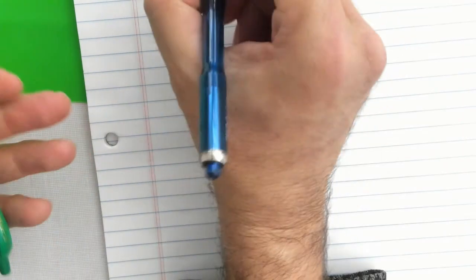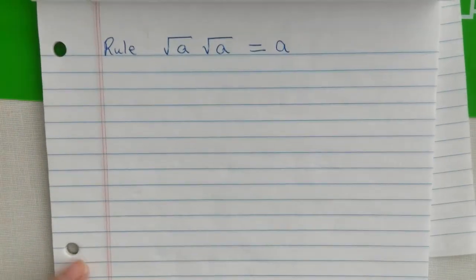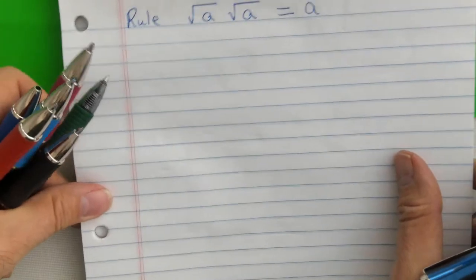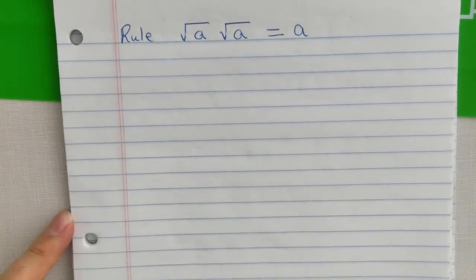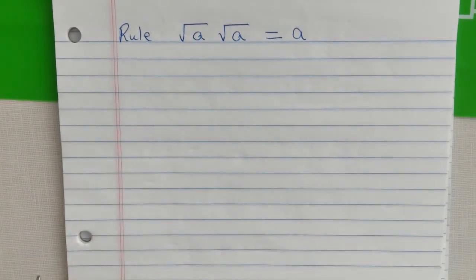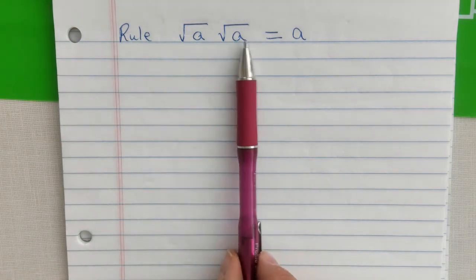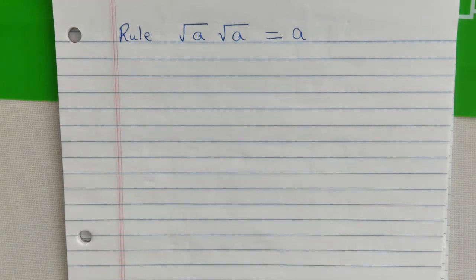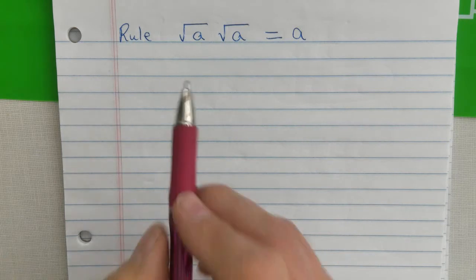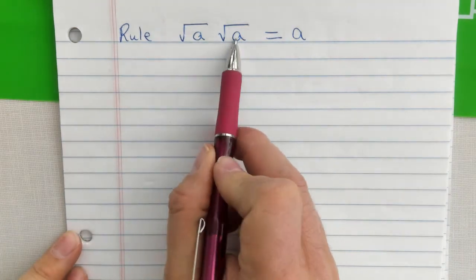Square root of A times the square root of A is A. That was a rule we stated on Monday. And you can convince yourself real easily if you just put some small numbers on. Square root of 5 times the square root of 5 is the square root of 25, which is just 5. There's another way this rule could be written.